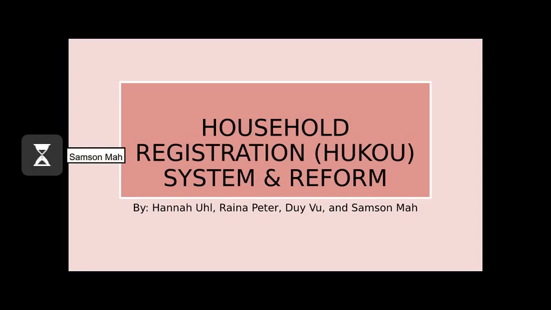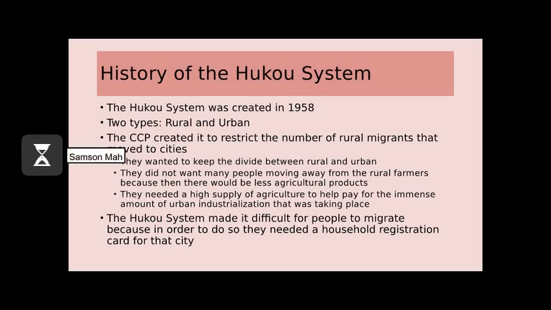Our group will be presenting about the household registration, or hukou system, and how it relates to urban and rural migration in China. The hukou system was created in 1958 and was initially a way for the Chinese Communist Party, or CCP, to restrict the number of rural migrants who were moving to the city. This was done by creating two types of hukous: rural hukous for those in the countryside and rural areas, and urban hukous for those in cities or urban centers.